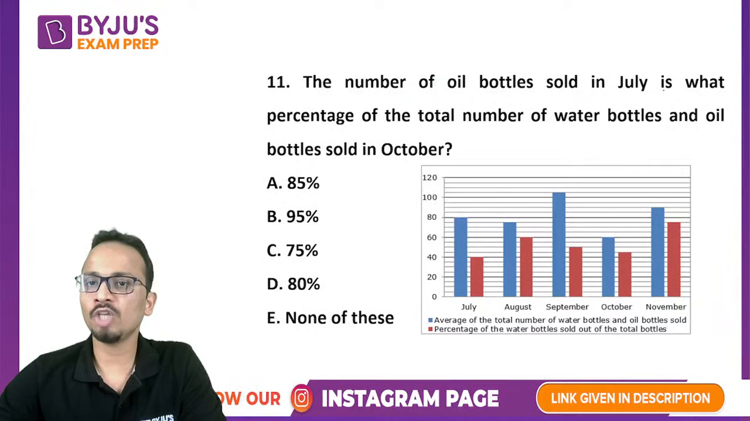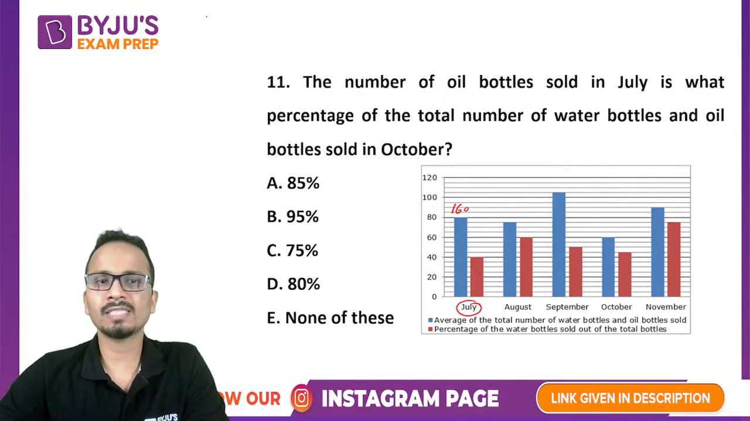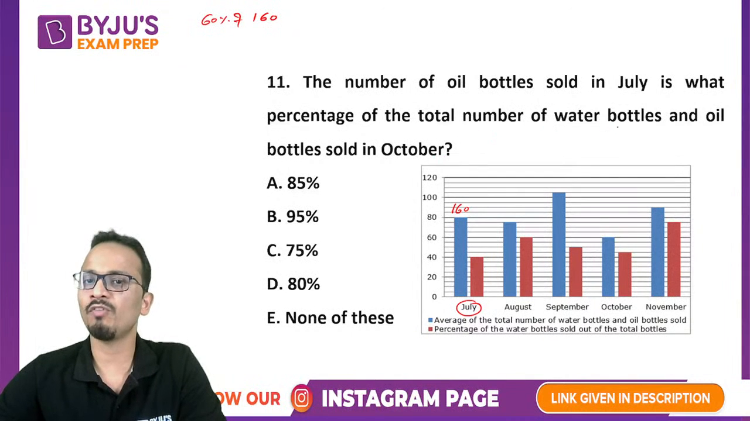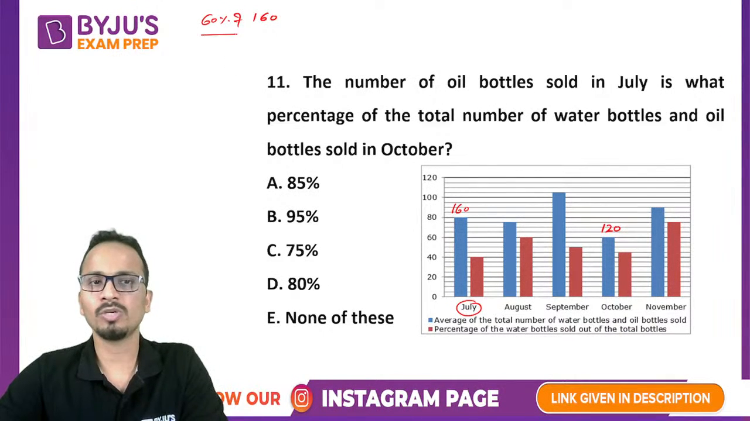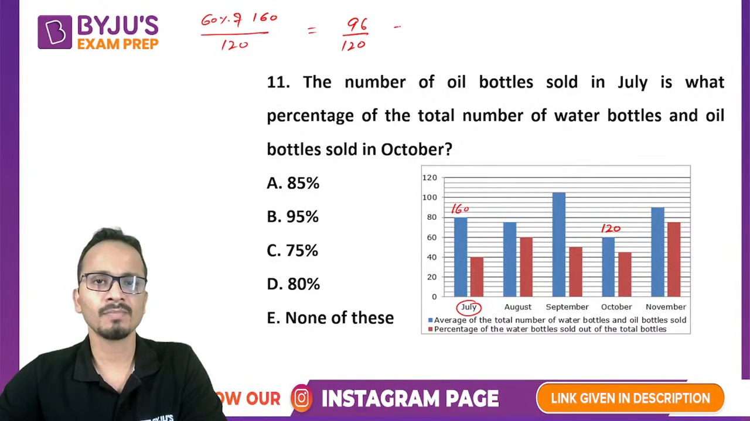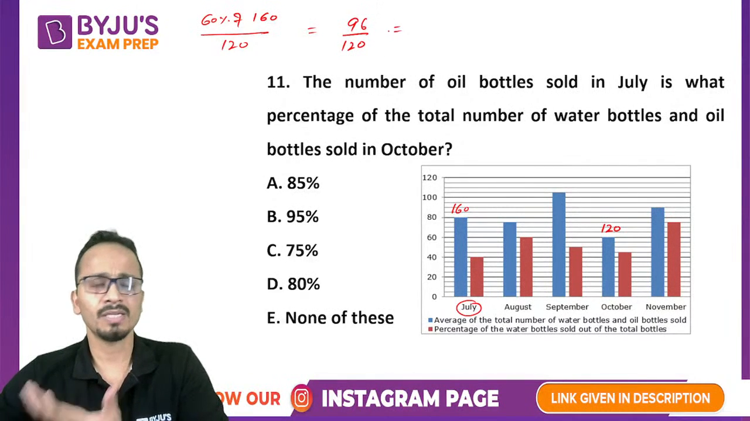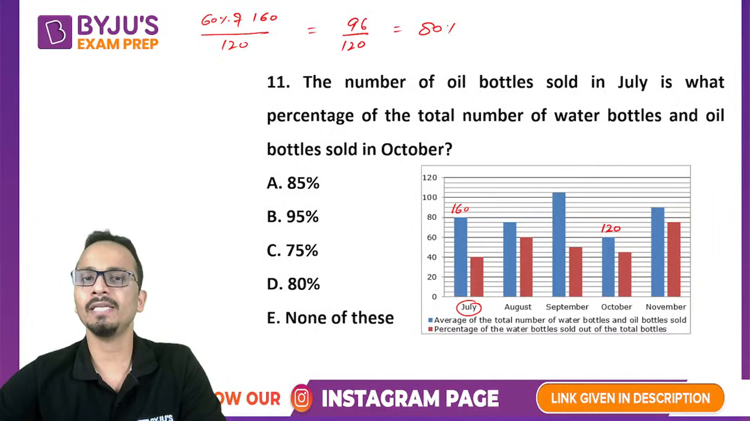The number of oil bottles sold in July. We have already calculated it: total bottles sold in July was 160, and oil bottles is 60% of 160. This is what percentage of the total number of water bottles and oil bottles sold in the month of October? In October, the total number of bottles sold is 60 multiplied by 2, that is 120. So I have to calculate 96 upon 120 into 100. Now 96 is what percentage of 120? 96 is nothing but 80% of 120. So the correct answer will be 80%.